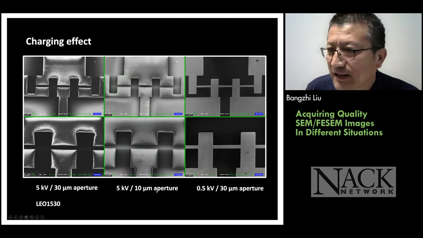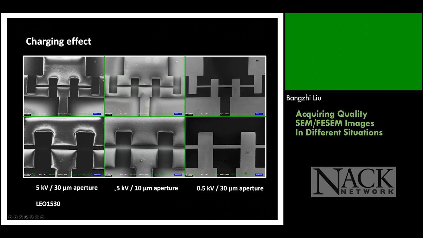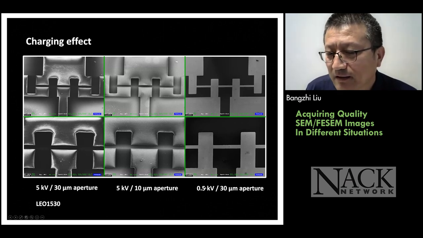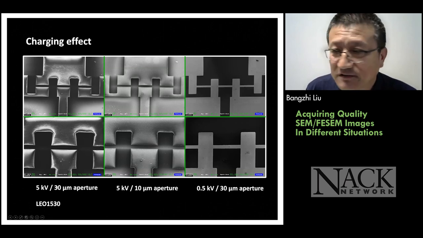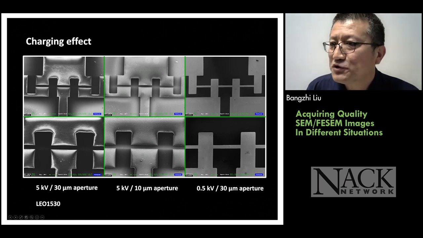One thing I did was reduce the size of the aperture, so that fewer electrons pass through. Then it's better. But the best way is to reduce the voltage while still using the same aperture. Then the charging is completely gone, and you're able to image the sample without coating it.